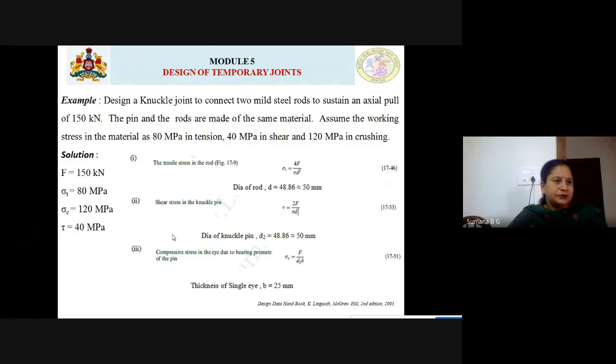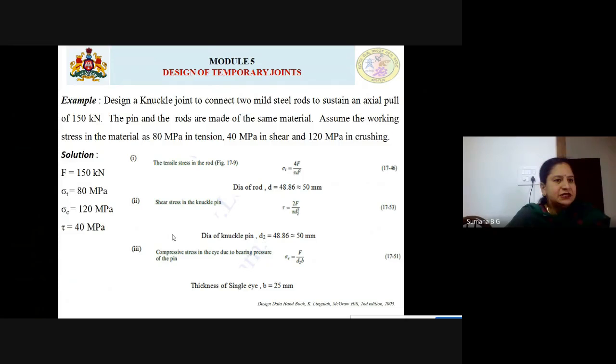Okay. So here, once we write down the given data, we have the load F equals 150 kilonewton, tensile stress sigma T equals 80 MPa, crushing stress, allowable or maximum crushing stress, sigma C equals 120 MPa, allowable shear stress tau equals 40 MPa. Okay. So now we'll see what the design aspects of a knuckle joint are.